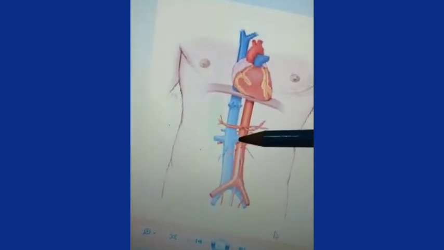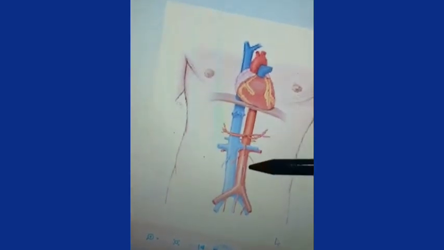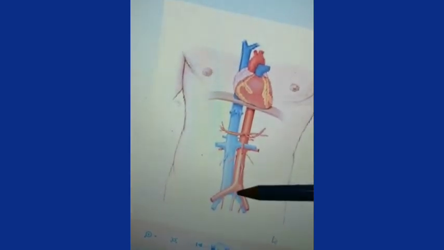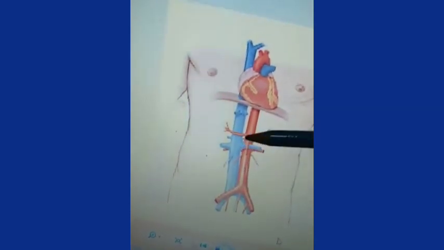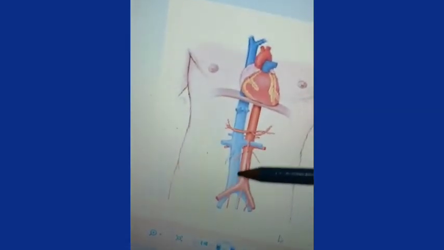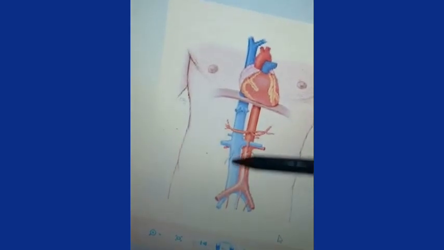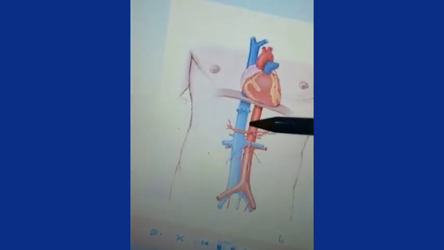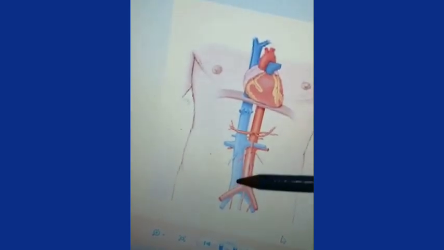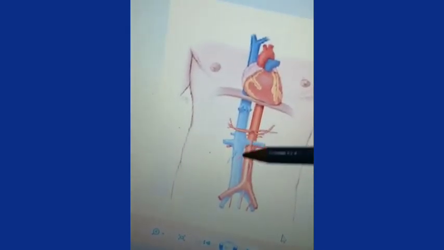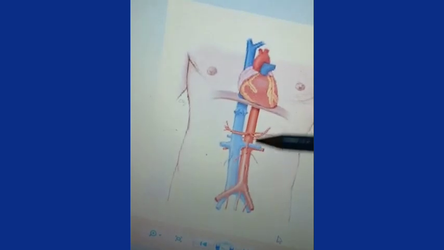Posterior to the aorta, because the aorta lies on the first four lumbar vertebrae, so posterior to it lies the upper four lumbar vertebrae and the corresponding intervertebral discs. This is the aorta. It is lying above the lumbar vertebrae, so posterior to it lie the lumbar vertebrae, the intervertebral disc and the anterior longitudinal ligament.